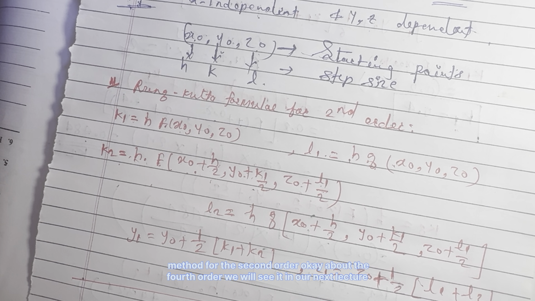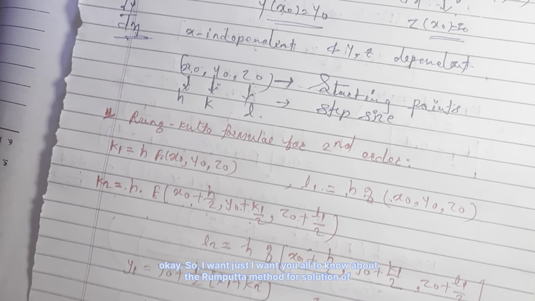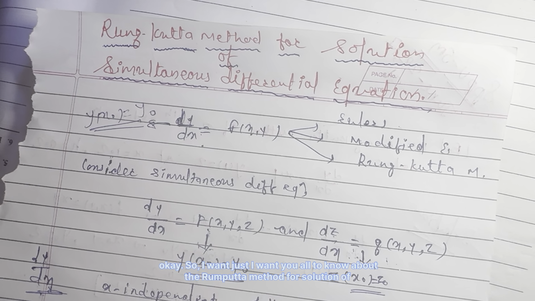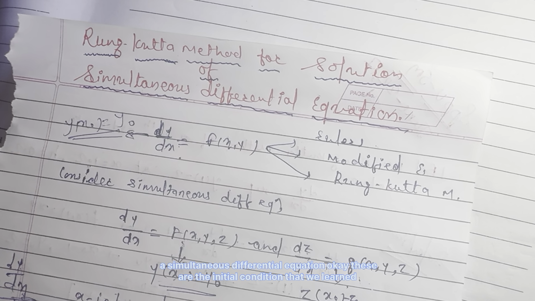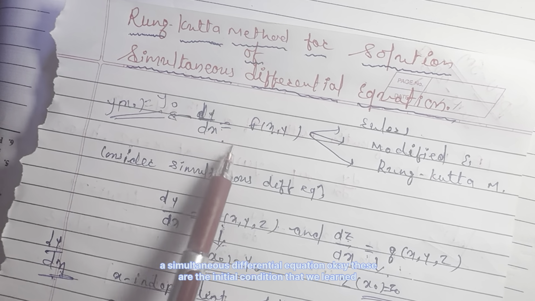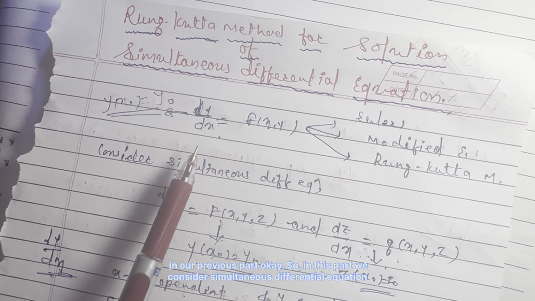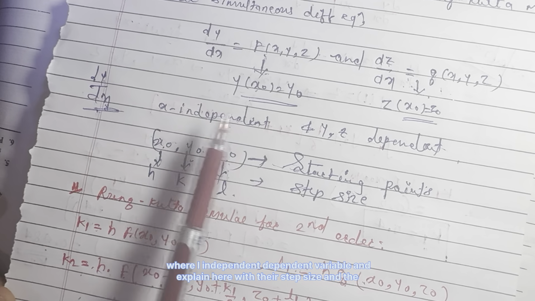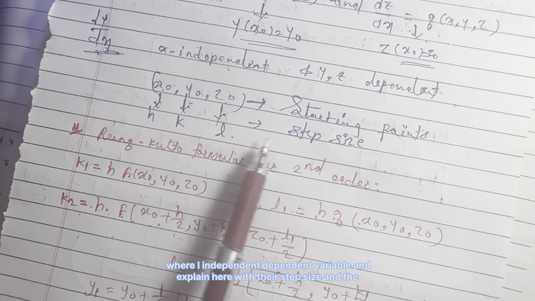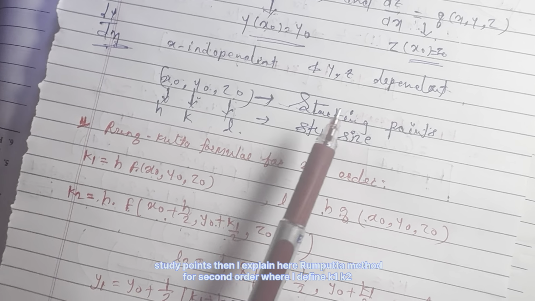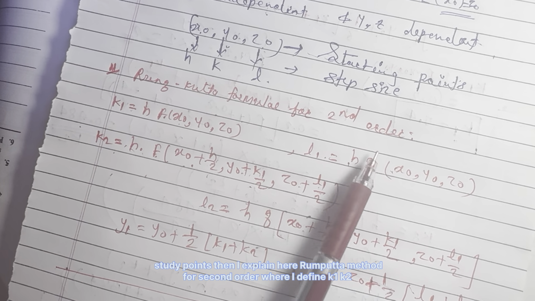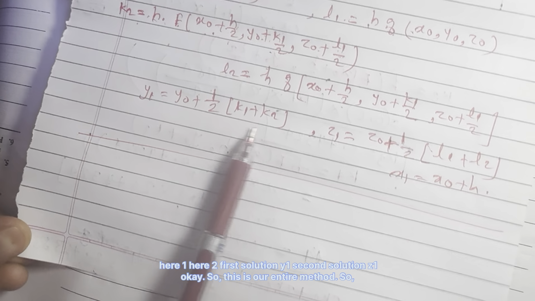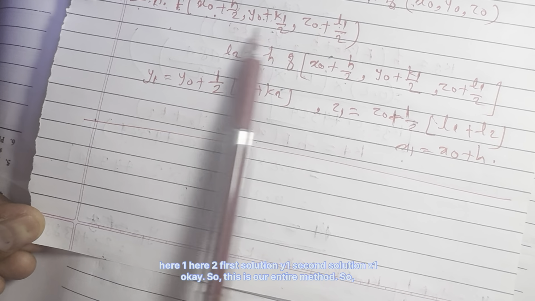About the fourth order we'll see in our next lecture. I just want you all to know about the Runge Kutta method for solution of a simultaneous differential equation. These are the initial conditions that we learned in our previous part. In this part we consider simultaneous differential equations, where I explained the independent and dependent variables with their step size and starting points. Then I explained the Runge Kutta method for second order, where I define k1, k2, L1, L2, first solution y1, second solution z1. So this is our entire method.